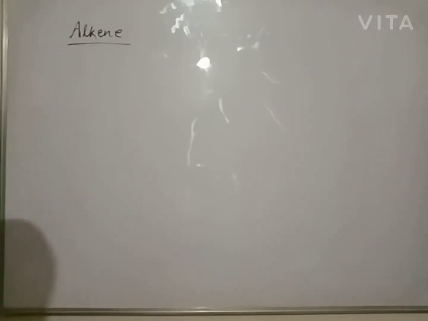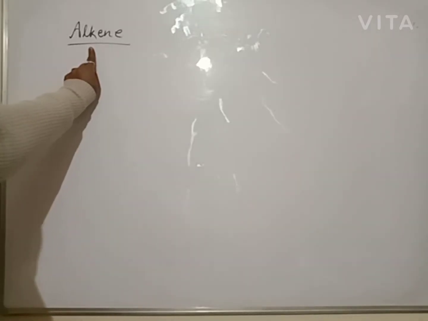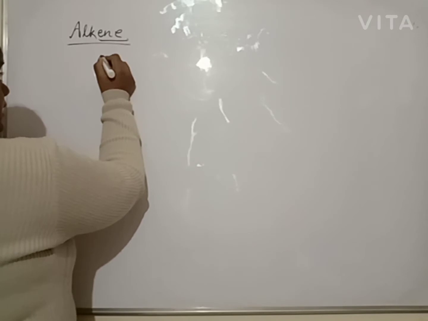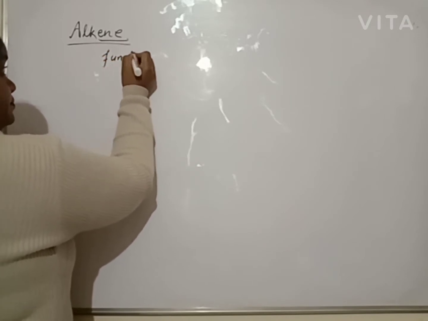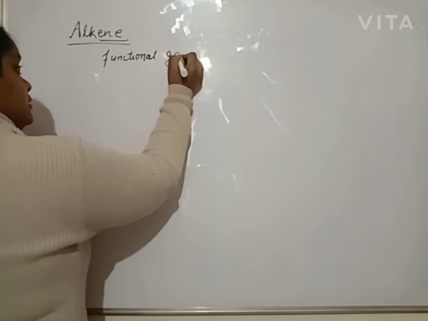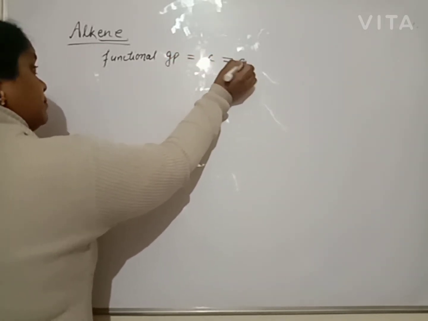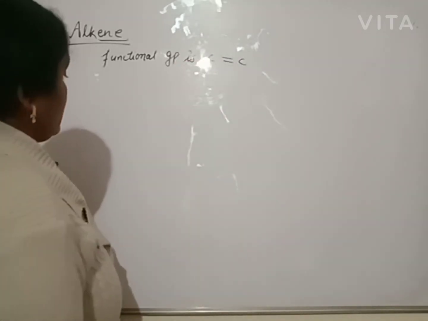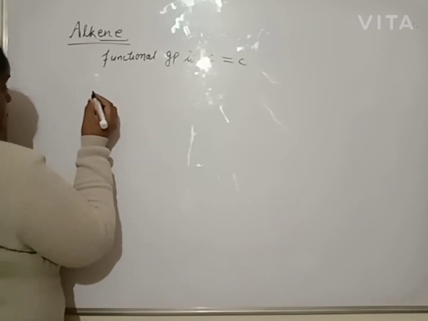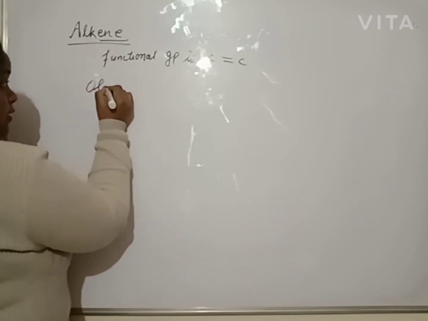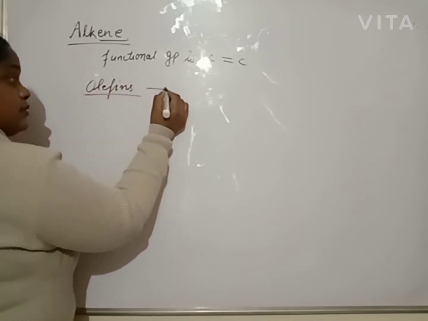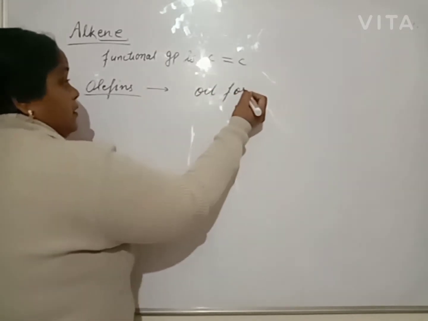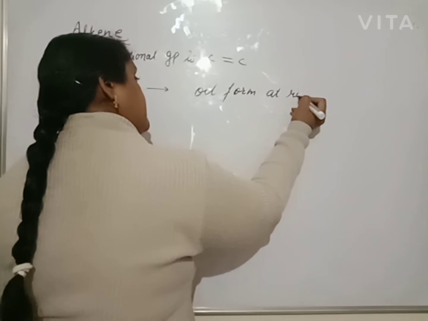Students, today we will discuss a topic that is alkene, unsaturated hydrocarbon. The functional group of alkene is ene, that is, the carbon-carbon double bond. That is alkene. All alkenes are known as olefins because they are present in oil form, liquid form, at room temperature.